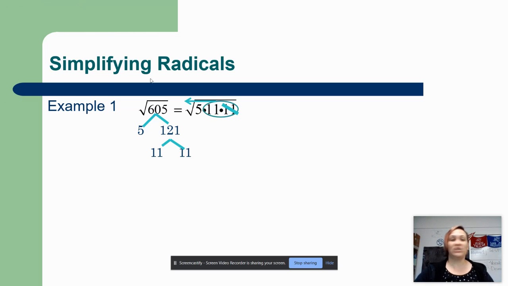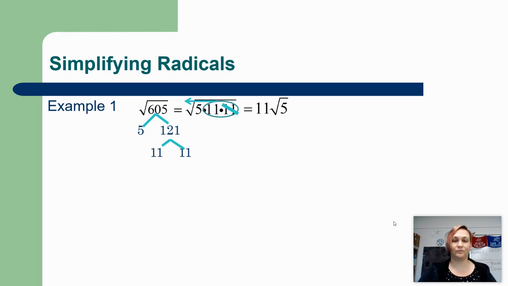The 5, which does not have a pair, just stays underneath the square root. And so my 11 has escaped to the outside. My second 11 is poof, gone. And my 5 stayed on the inside. And so the simplified version of the square root of 605 is 11 rad 5. Okay, so again, the key to these problems is finding pairs. One escapes, one disappears.